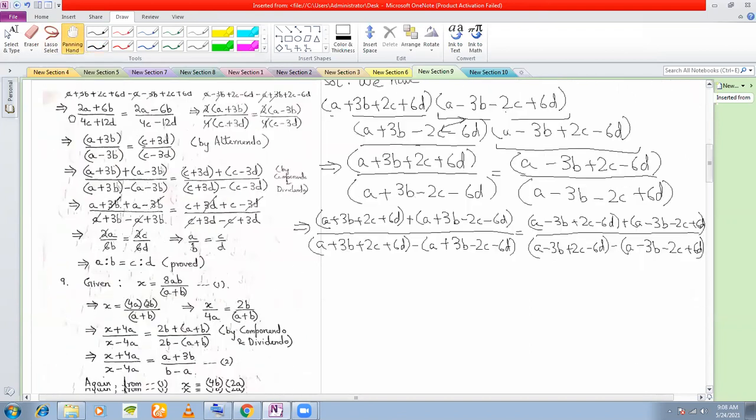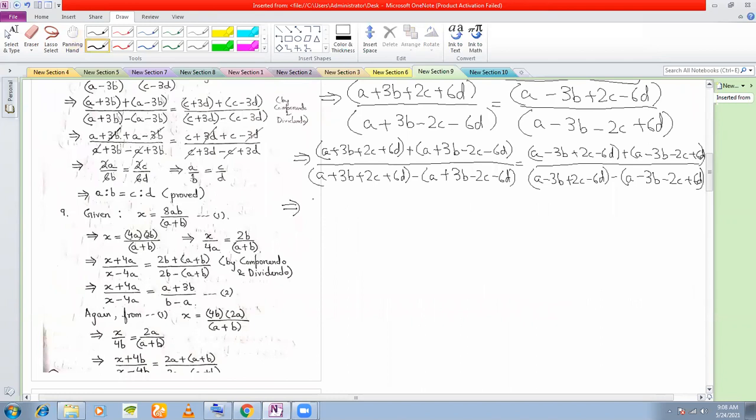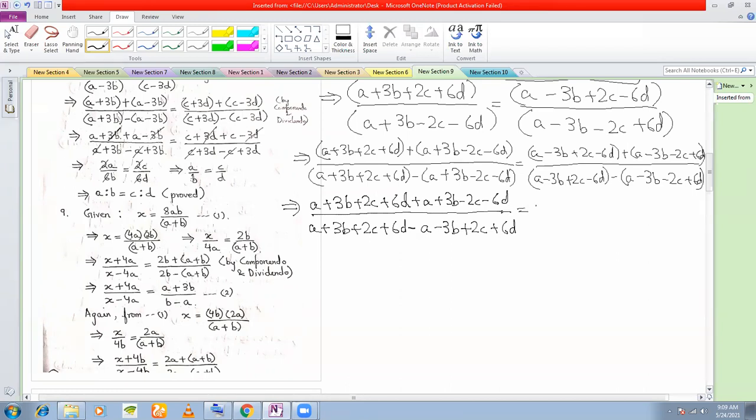Okay. Now, once we have written this way, we are not going to open the brackets. A plus 3b plus 2c plus 6d plus a plus 3b minus 2c minus 6d. And in the denominator, signs are going to change because you have a negative sign outside the bracket. So the first expression we write as it is, in the second expression, signs change. Similarly here also, in the numerator no sign changes because you have a plus sign outside the bracket.